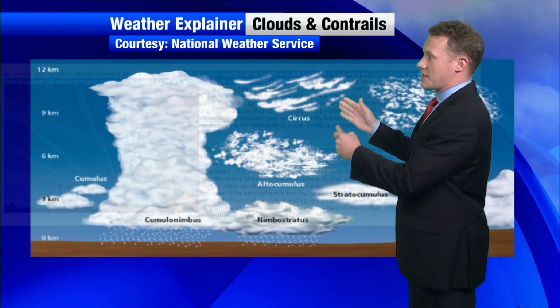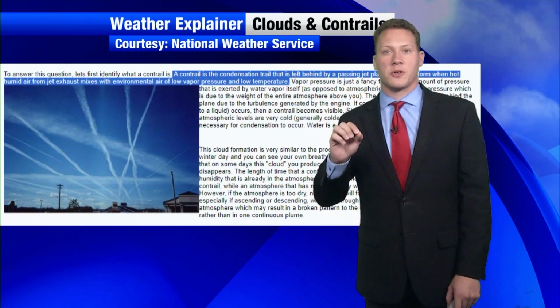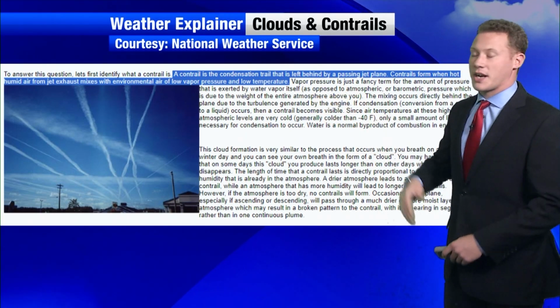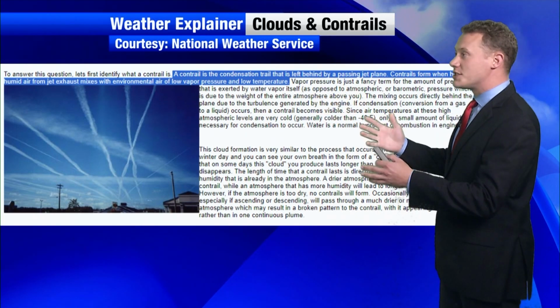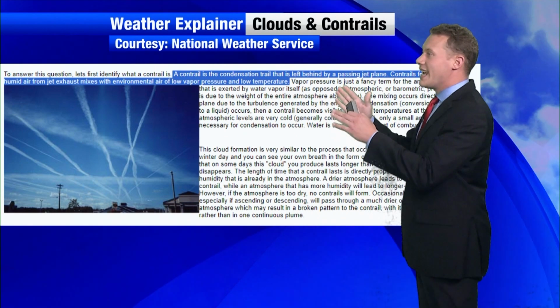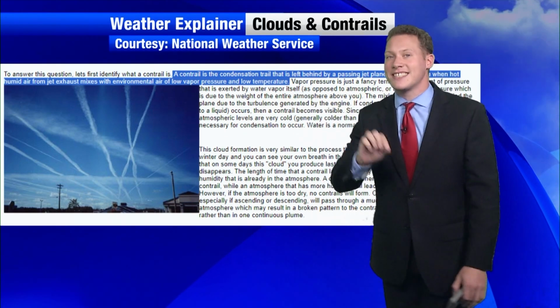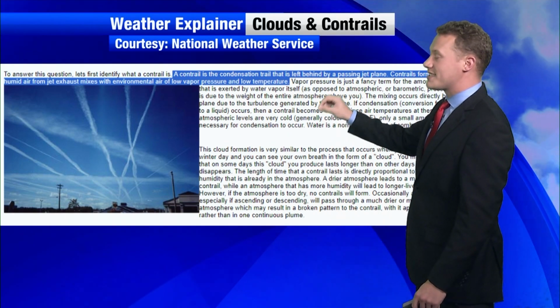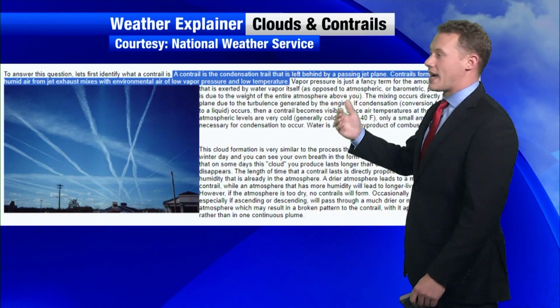And then cirrus clouds. Now these ones up here are a little bit closer to what contrails are. This is probably a little difficult to read. I'll move out of the way in a second so you can go ahead and take a screenshot of it, read it on your own time. But a contrail is just the condensation trail. See how those words are combined? It's a condensation trail left behind a passing jet plane.